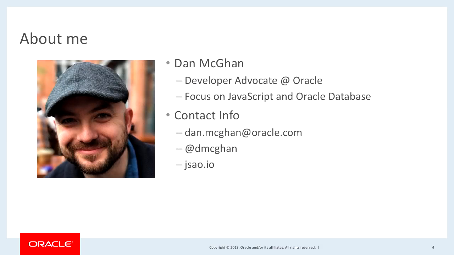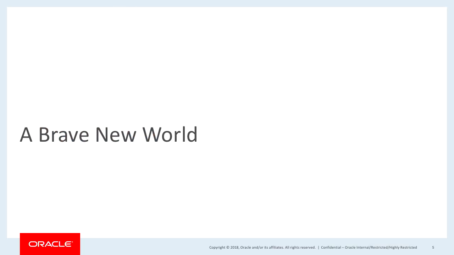So my name is Dan McGhan. I work on Stephen's developer advocates team at Oracle. I focus primarily on the JavaScript and database communities. The intersection of those two right now seems to be Node.js, which is a JavaScript platform for the mid-tier. And I'll show you a little bit about that today, although it's certainly not going to be the focus of today's talk.